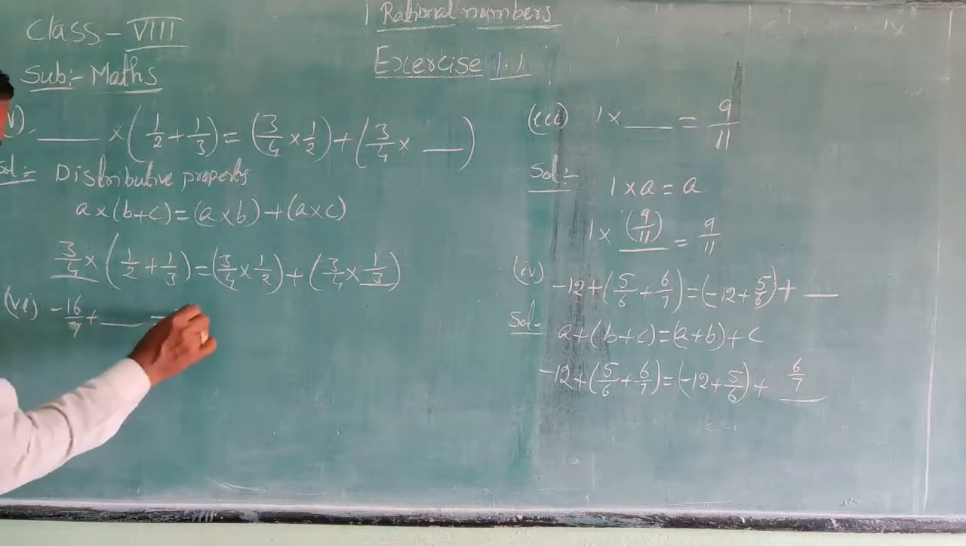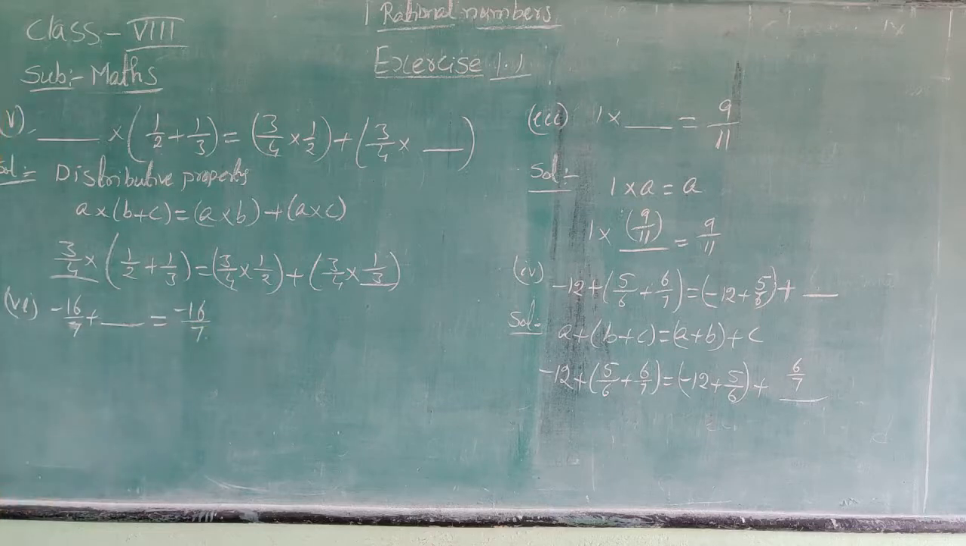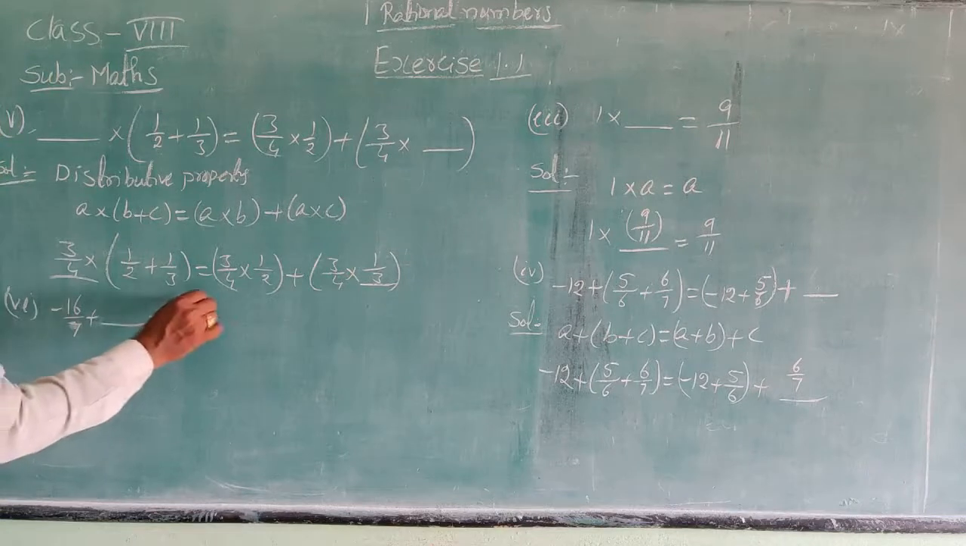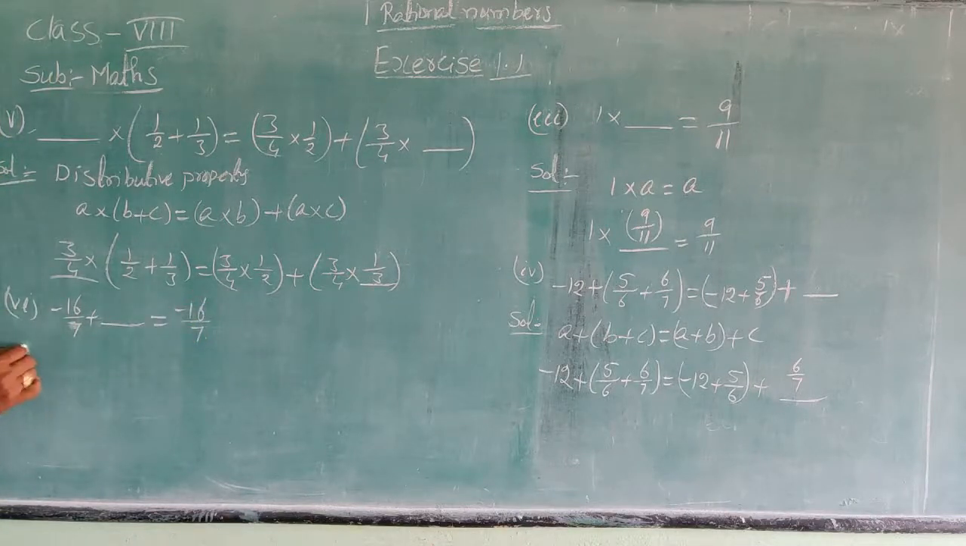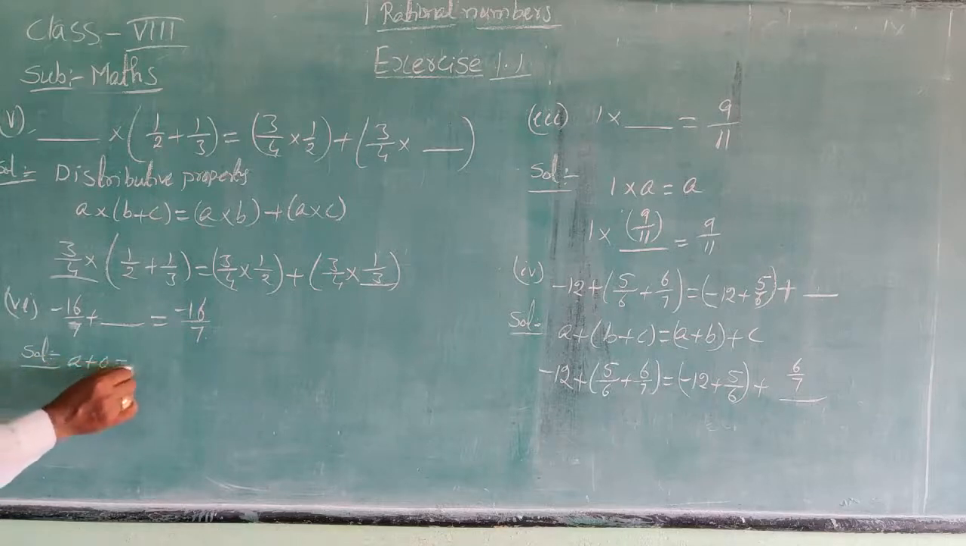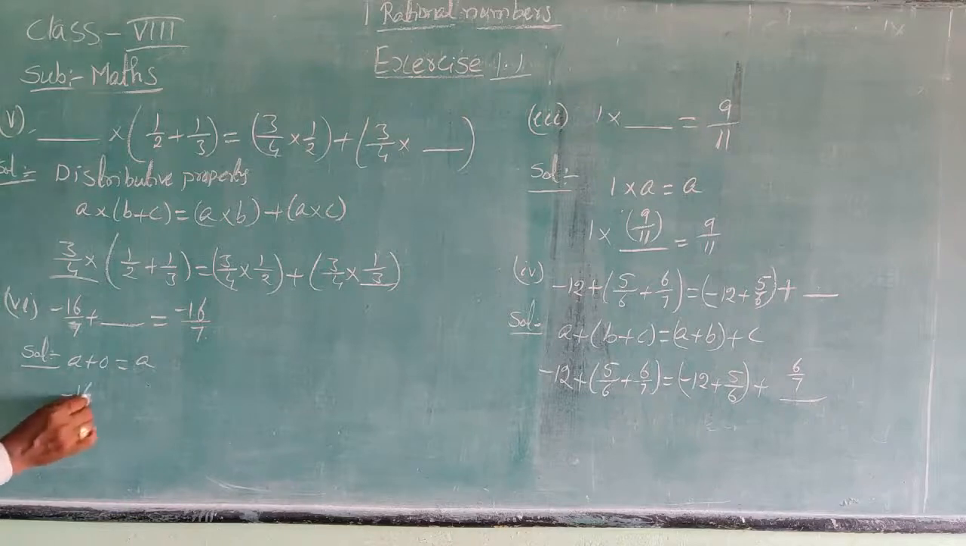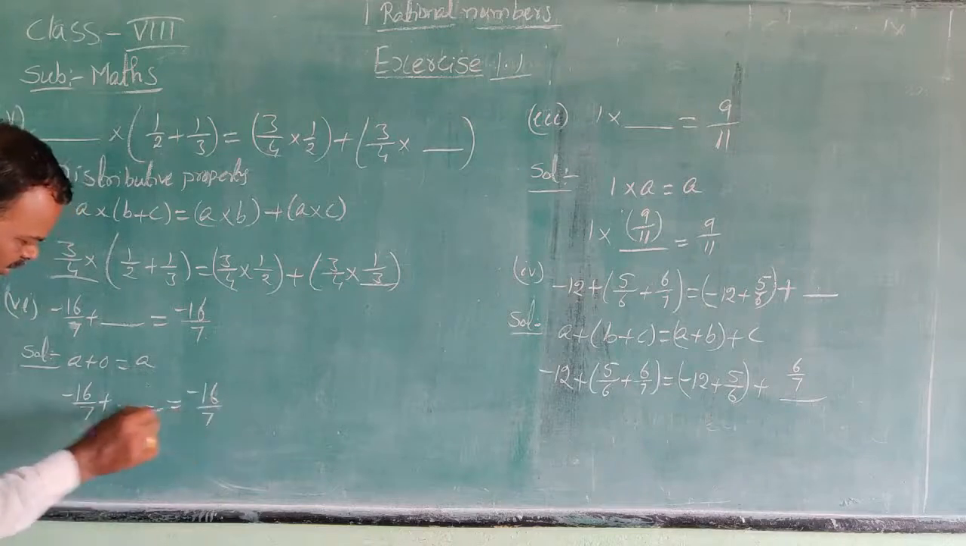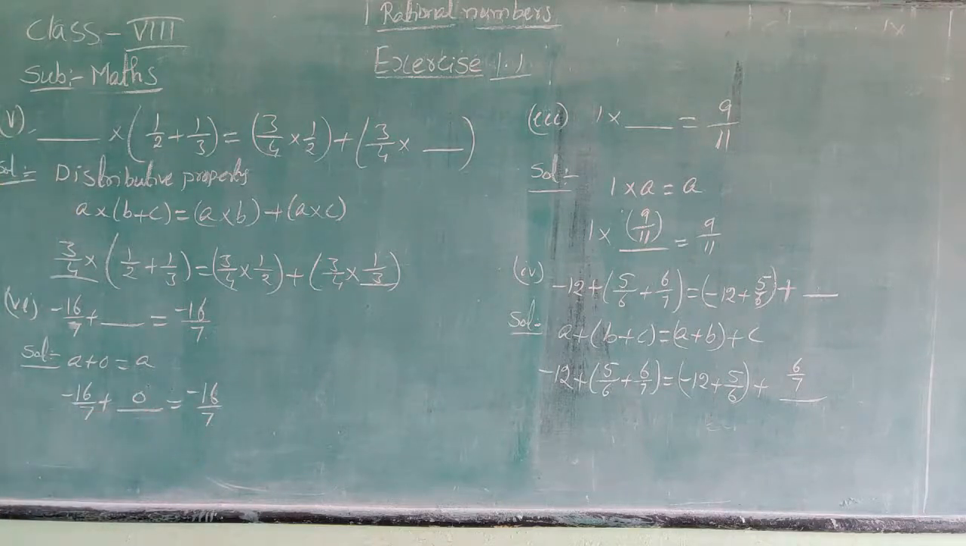And the sixth one is 7 plus dash is equal to minus 16 by 7. Minus 16 by 7 plus dash is equal to minus 16 by 7. A is equal to A. Additive identity is 0. Therefore, A plus 0 is equal to A. That means here the rational number is minus 16 by 7, plus dash is equal to minus 16 by 7. That means 0: minus 16 by 7 plus 0 is equal to minus 16 by 7.